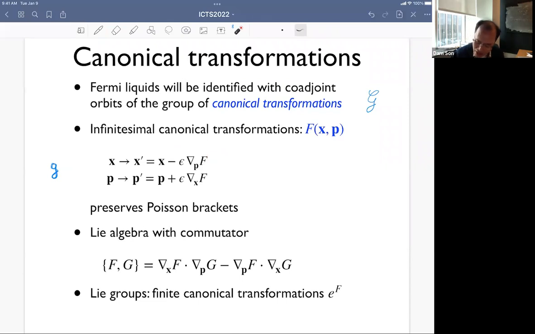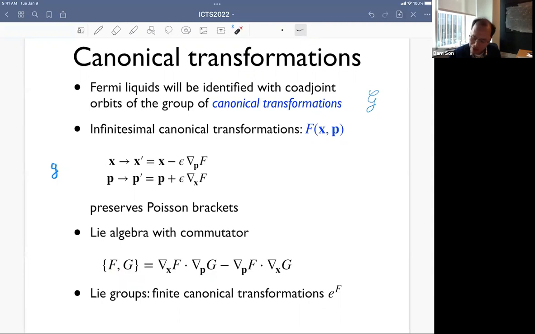You can see that this preserves the Poisson bracket. One can also check that two infinitesimal canonical transformations generated by functions F and G commute to another canonical transformation, parameterized by a function equal to the Poisson bracket of F and G. Exponentiating this algebra, we can get the group of finite canonical transformations.